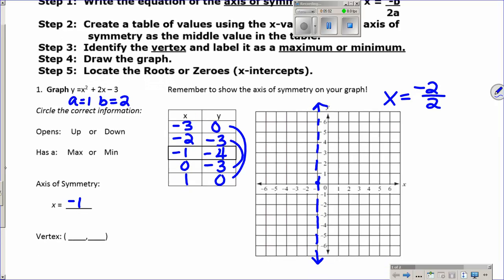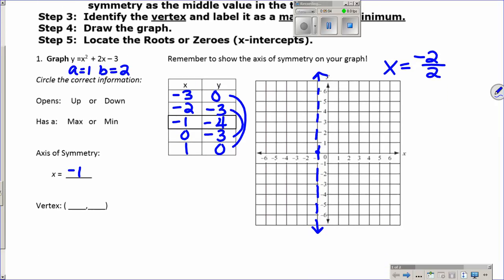So let's do that now. We're going to go left 3 and stay on the x-axis. We're going to go left 2 and down 3. We're going to go left 1 and down 4. And notice this point lies on that axis of symmetry. Your vertex should always intersect with the line that we've drawn as our axis of symmetry.